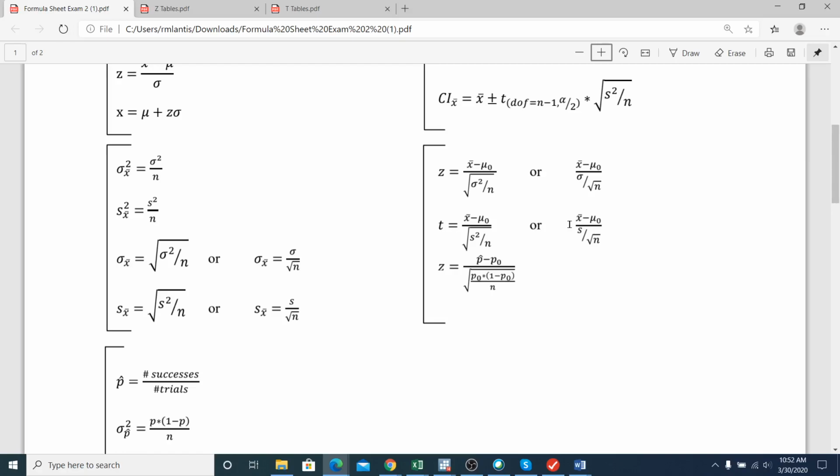Right? All right, so here are our test statistic equations. We are dealing with that sample proportion, so we're going to use this guy right here.